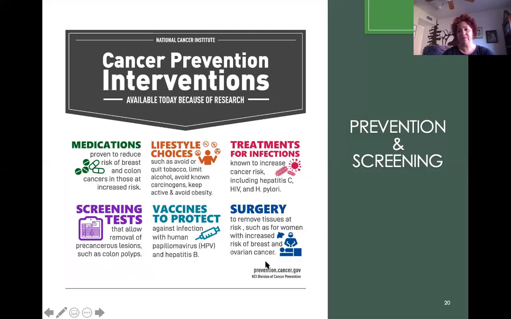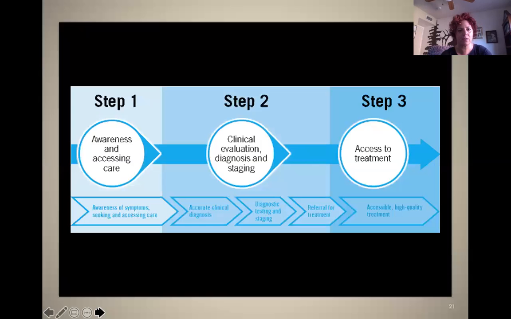Prevention and intervention. Early diagnosis is what's going to save someone with cancer for the most part. So some things that help with that can be medications, also lifestyle choices, the correct treatment, screening, which is really important, vaccines, and surgery. So those are ways that we can intervene as far as cancer is concerned.